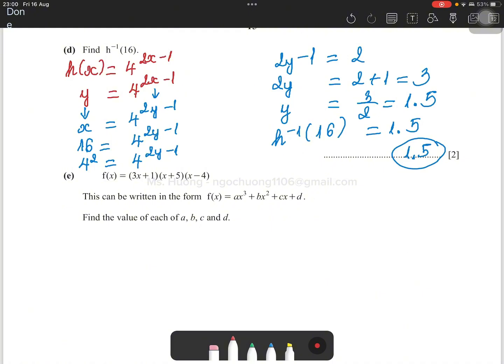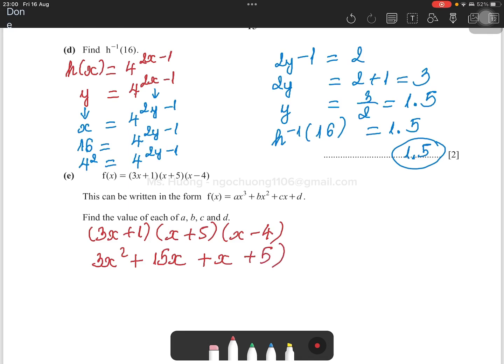E. f of x equals 3x plus 1 times x plus 5 times x minus 4. We find the value of a, b, c, and d. This is easy. We just need to expand the brackets. 3x plus 1 times x plus 5 times x minus 4. So 3x times x is 3x squared. 3x times 5 is 15x. 1 times x is x. 1 times 5 is 5.